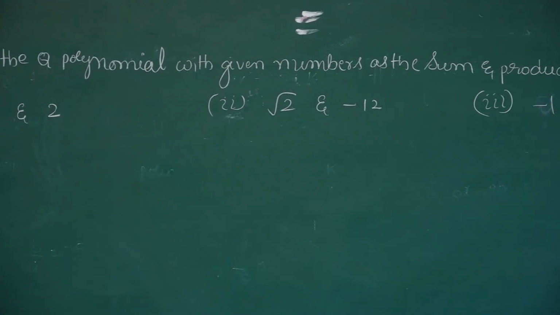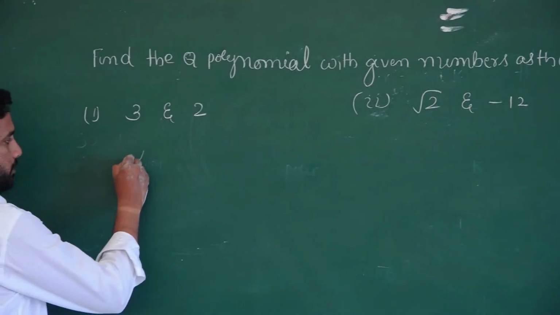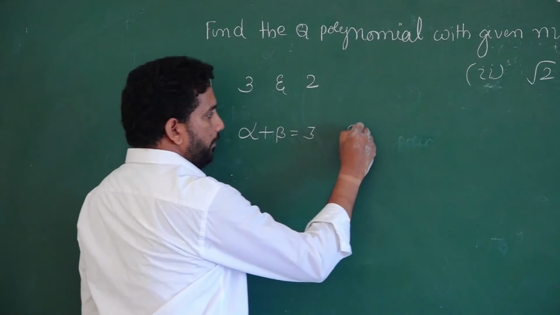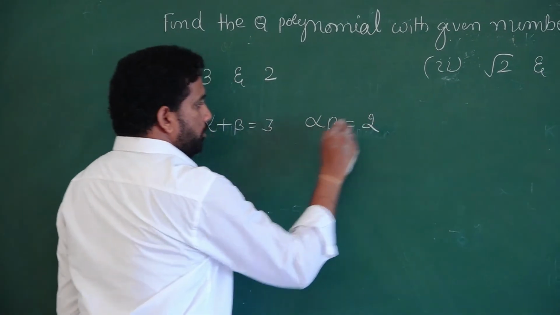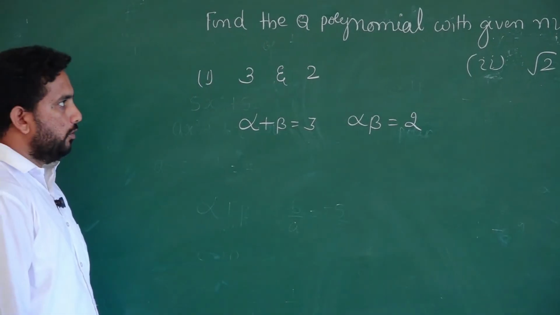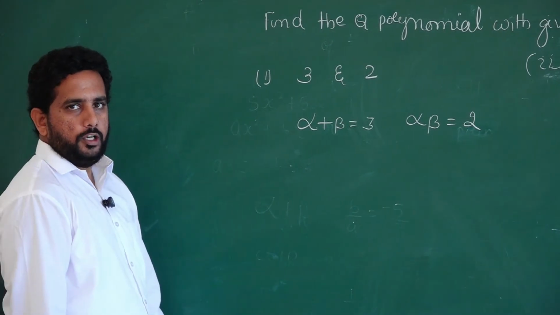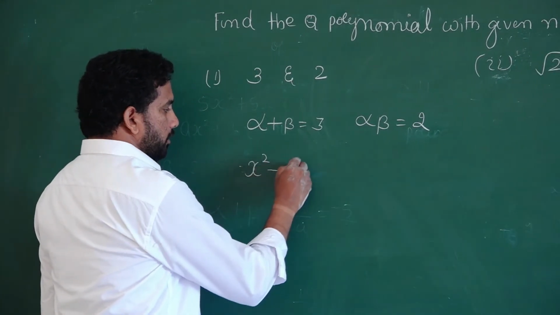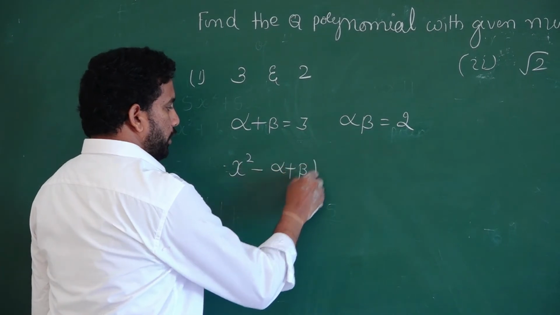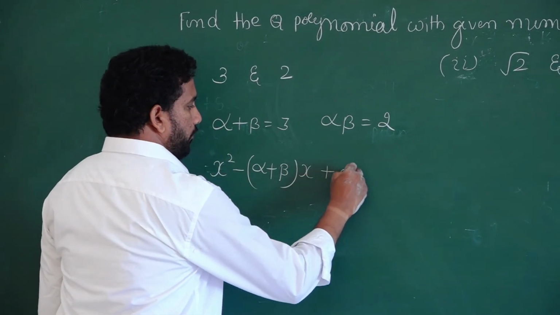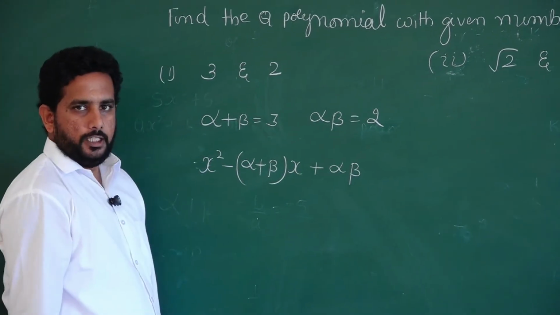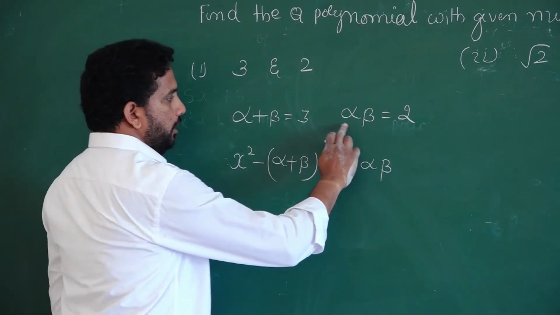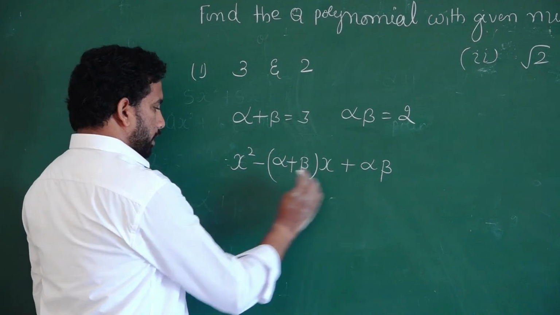So here 3 is the sum of the roots, that means alpha plus beta is equal to 3 and alpha beta is equal to 2. So by using these two, we need to find out the quadratic polynomial. How to find out the quadratic polynomial? We have one formula, that is x square minus alpha plus beta into x plus alpha beta. So this gives the quadratic polynomial. Just substitute the values of alpha plus beta and alpha beta.